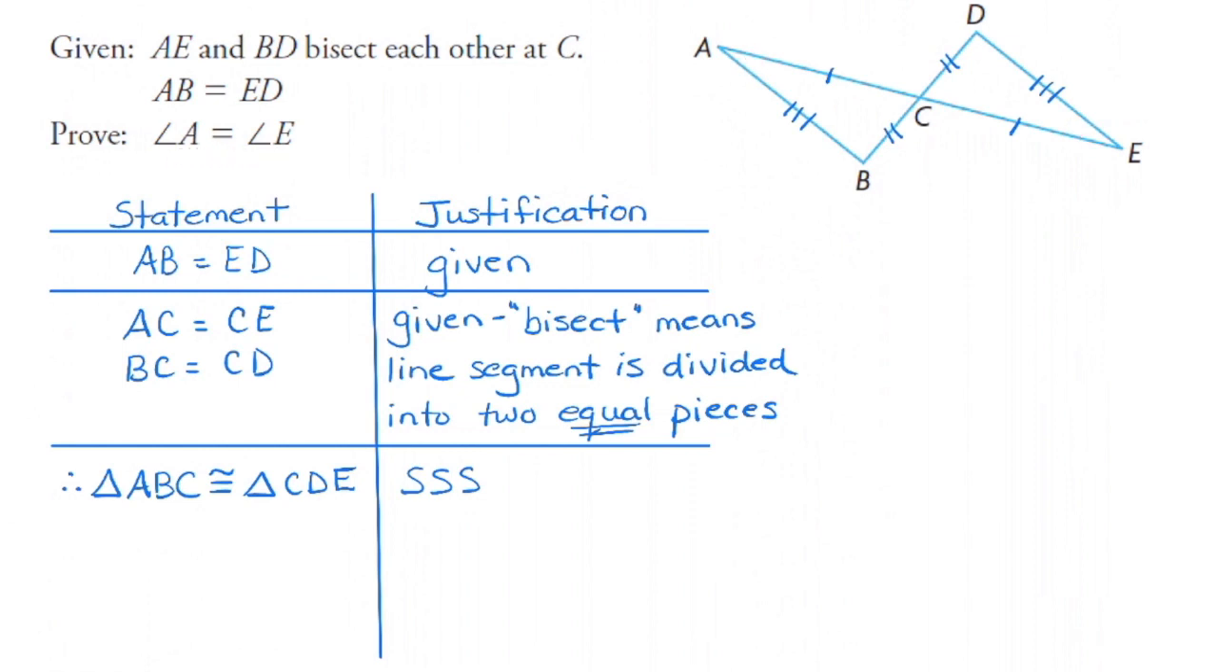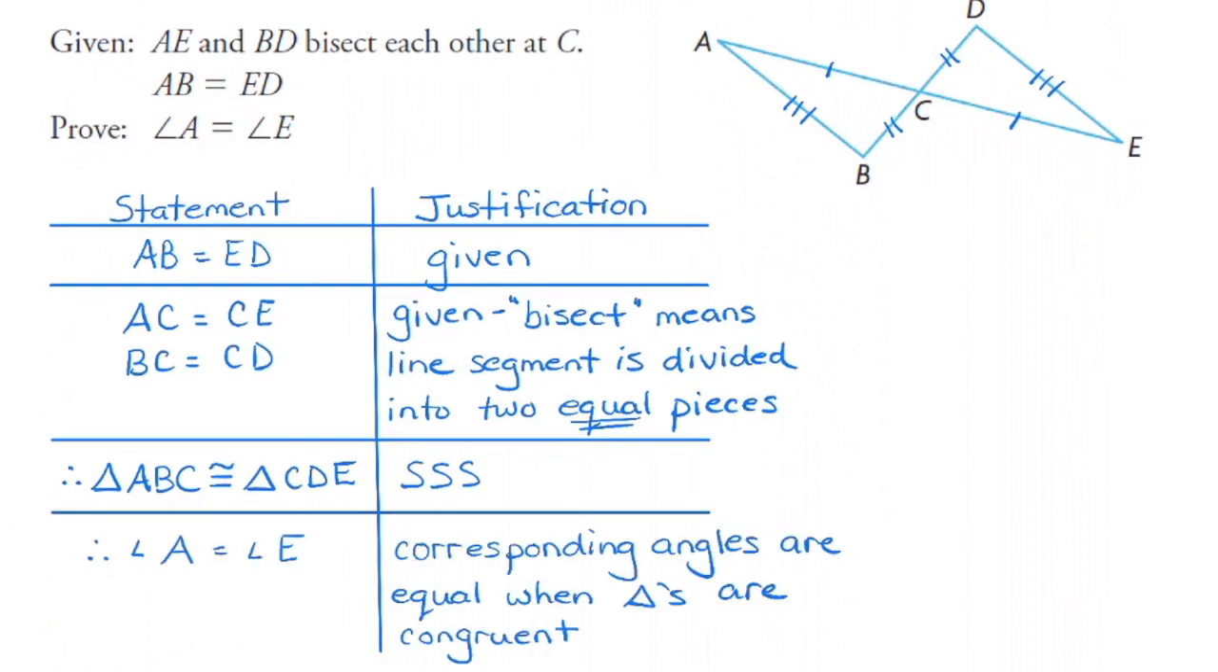Now make sure that those angles are corresponding. We can see A is between the side with one tick mark and three tick marks. Is E also between one tick mark and three tick marks? If so, they are corresponding angles, so they will be equal. Now we can finish this off. My final statement goes back to what we're trying to prove. In this case, I have corresponding angles are equal when triangles are congruent. I know that to be true.